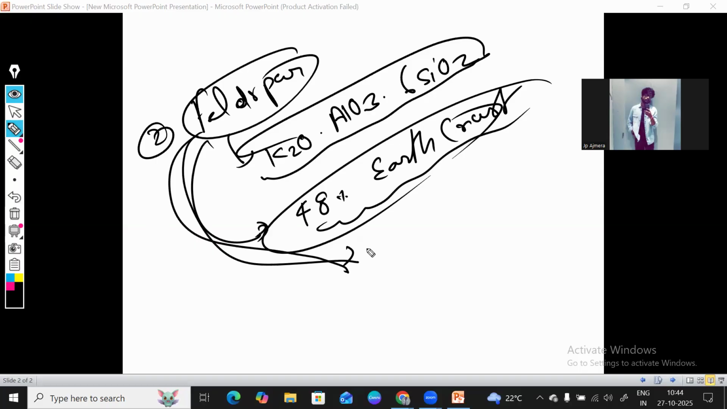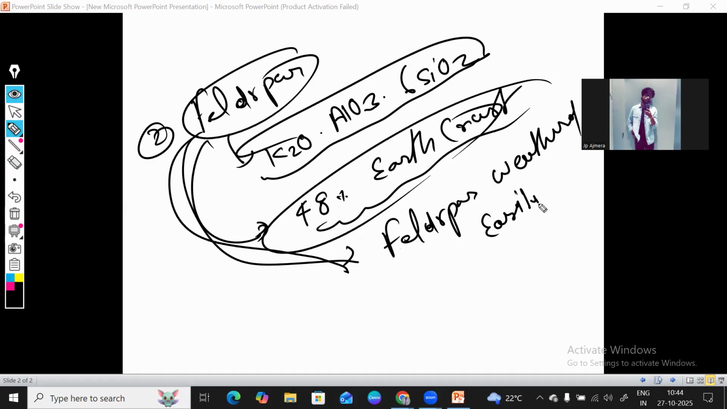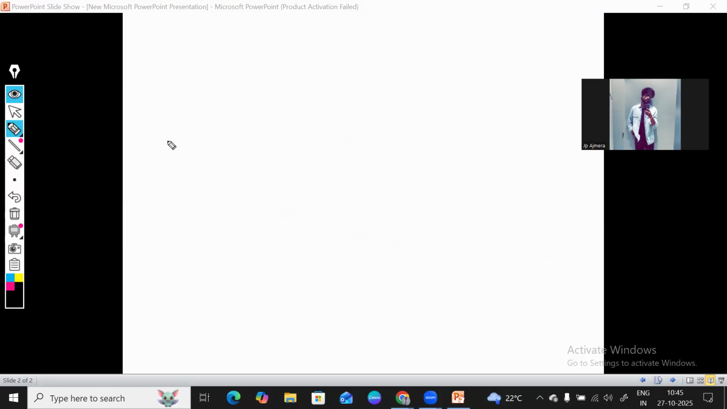Feldspar weathers easily, not very easily, but in comparison to mica or quartz, and gives rise to clay by hydrolysis. Hydrolysis is a type of weathering by which clay is formed from feldspar. It occupies 48% of the earth crust, and the formula is simple. Feldspar is complete here. Let's move to the next one.